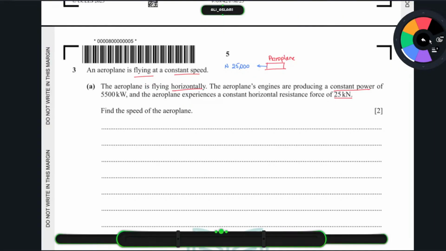As it's a constant power and it's flying at a constant speed, the forward force should be equal to the backward force, as the resultant force is 0. Therefore the forward force should be 25,000 Newton as well.